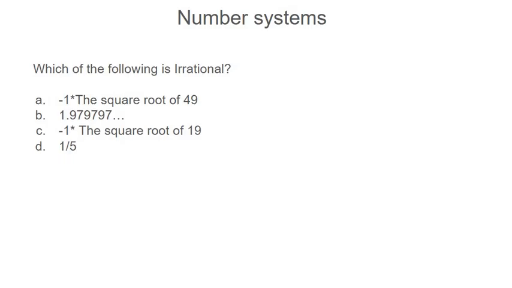So, let's start with -1 times the square root of 49. So, the square root of 49, let's check our list. 6 times 6 is 36, 7 times 7 is 49. Perfect. So the square root of 49 would be 7. -1 times 7? -7. That's not irrational, though, so that doesn't work. Last year, you probably should have known that.